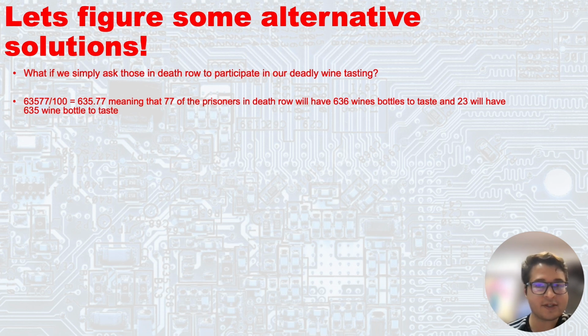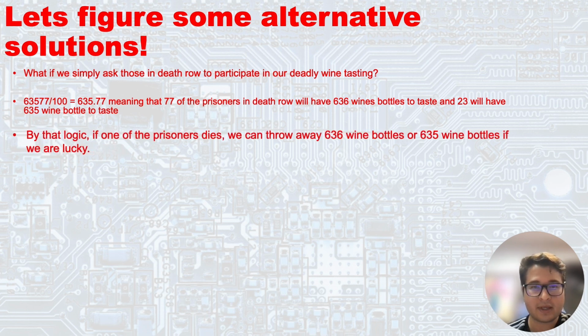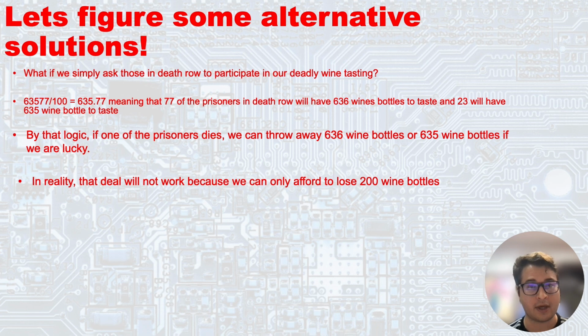But moving on, this means that if one of the inmates, let's say inmate 77, dies, that means that 636 wine bottles will be dropped off, like going to the garbage because they might be poisoned, and the rest remain for us to export. However, we can only afford to lose 200. So this is a very bad deal, okay? Because they have to export 63,377 wine bottles, okay?